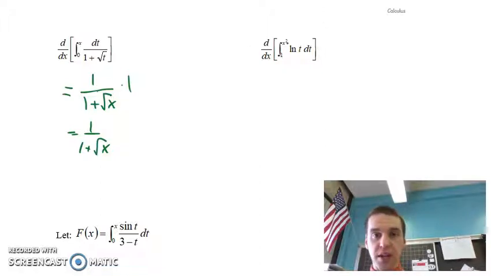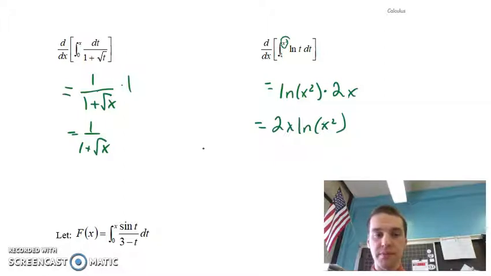That's it. Now in this case, you'll notice that we have x squared. So that's where the extra work comes in. We get ln of x squared multiplied by the derivative of this, which is 2x. So we can get 2x ln of x squared. And we're done.